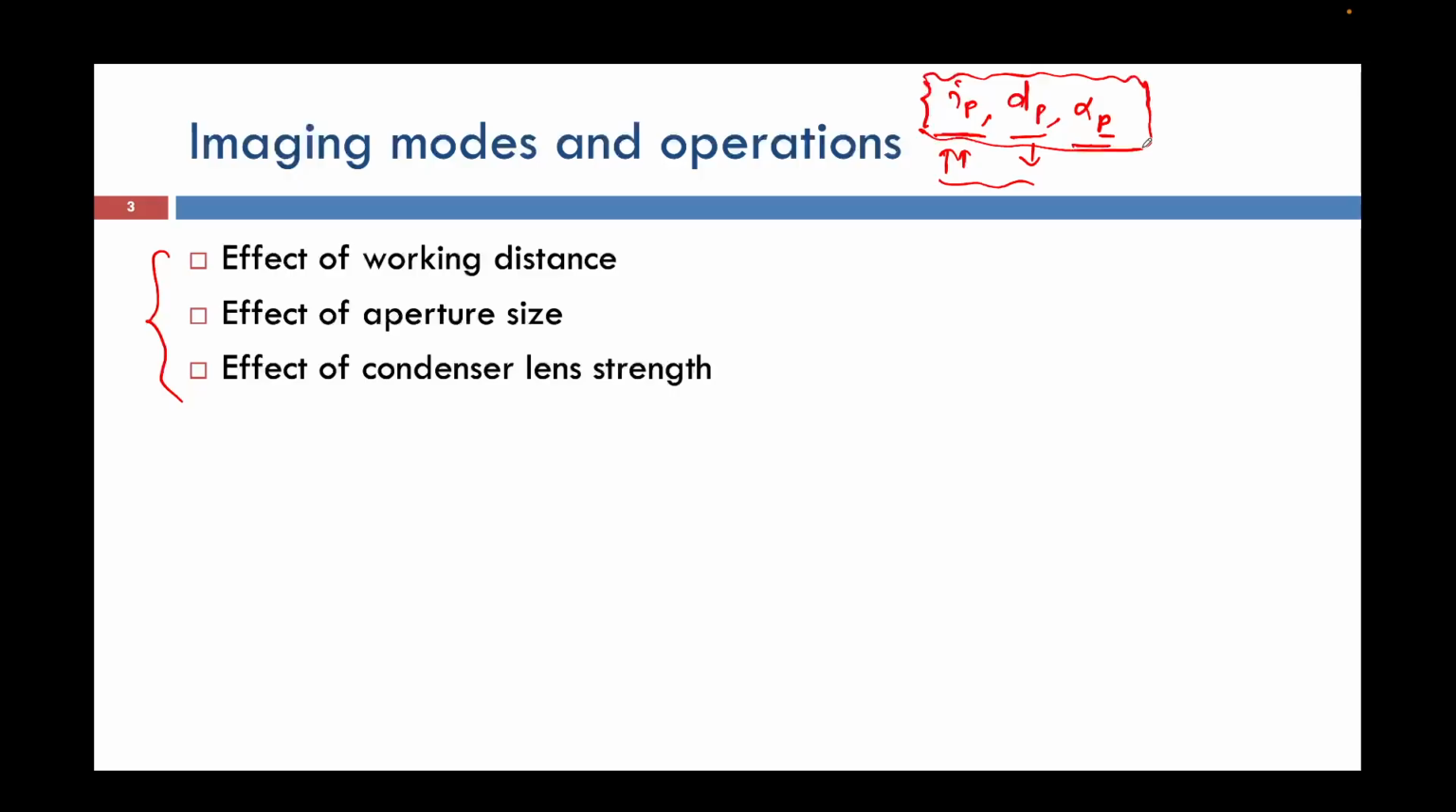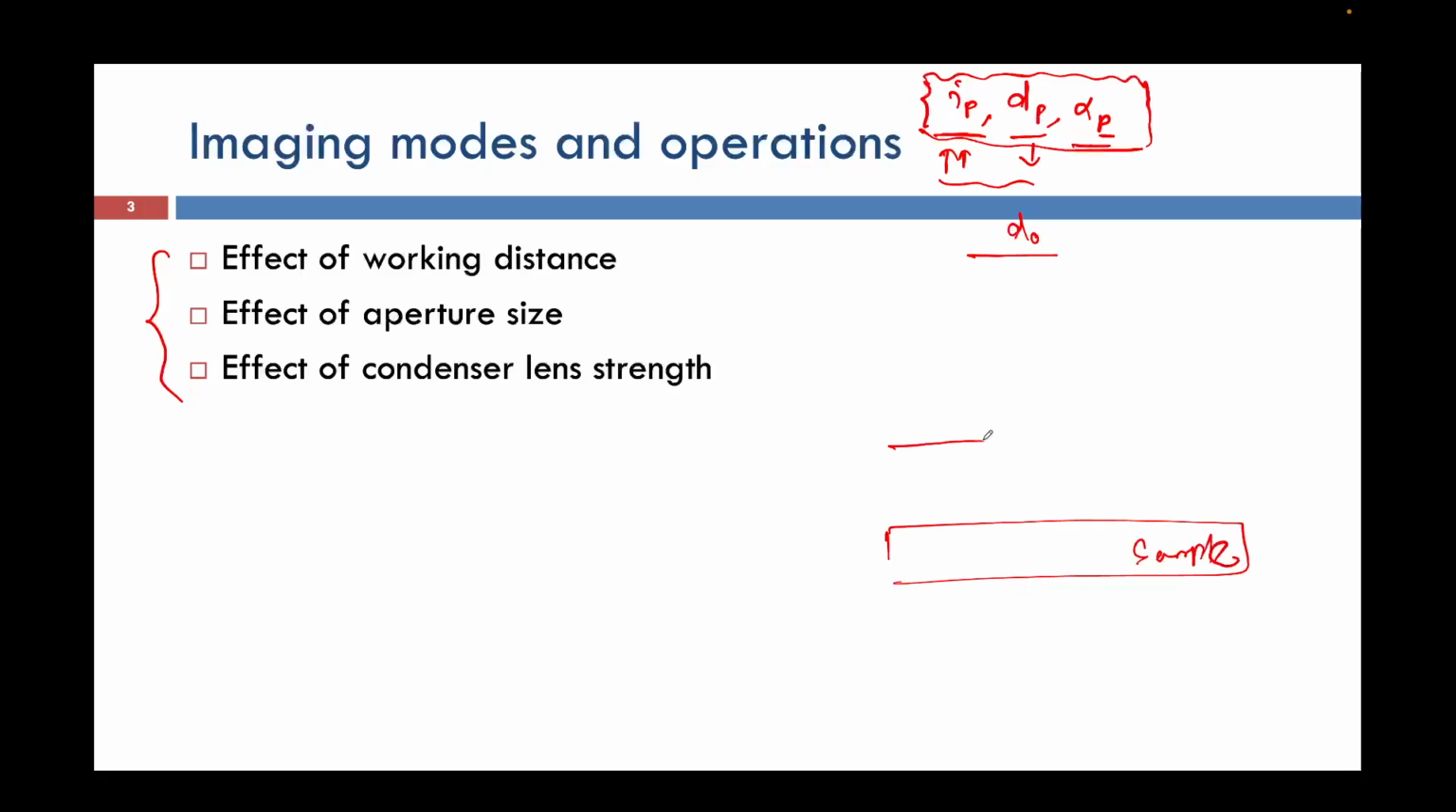Okay, so this is the reason that I want to see the effect of working distance, the effect of aperture size, and the effect of condenser lens strength. So if I am talking, let's say I have talked about P and Q, that means object distance and image distance. Here I have taken one thing, let's say I am taking as D0, and this is where my sample is.